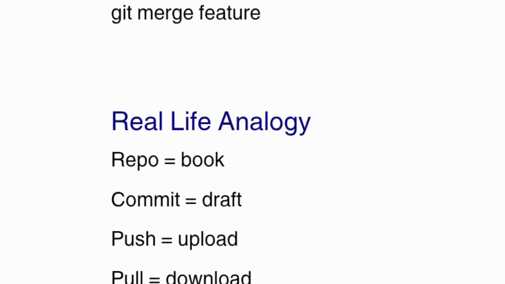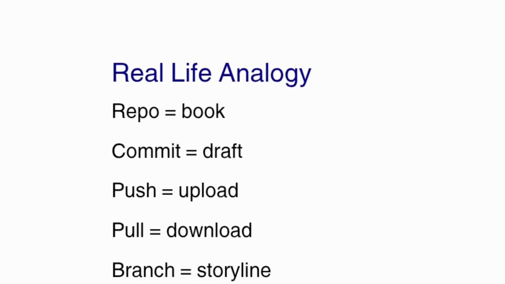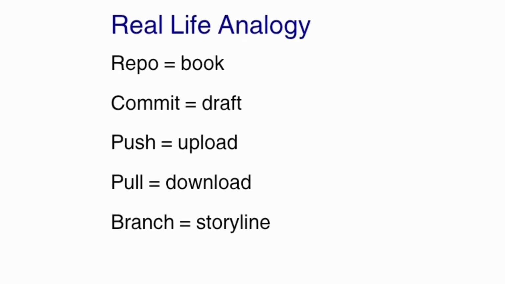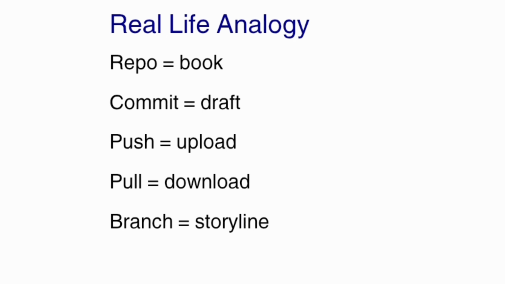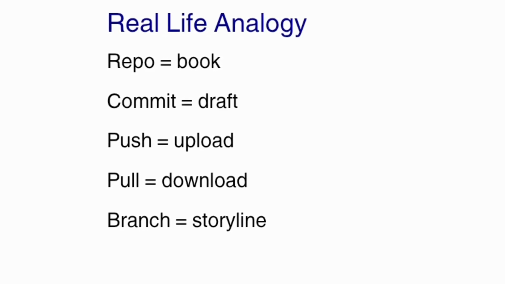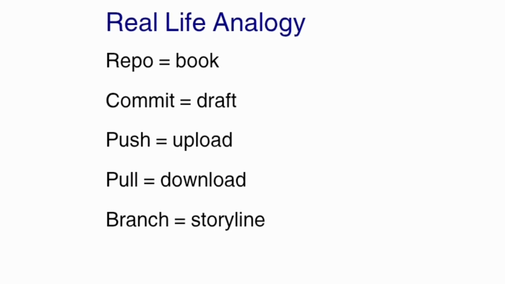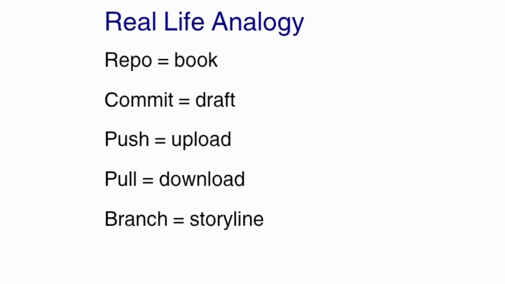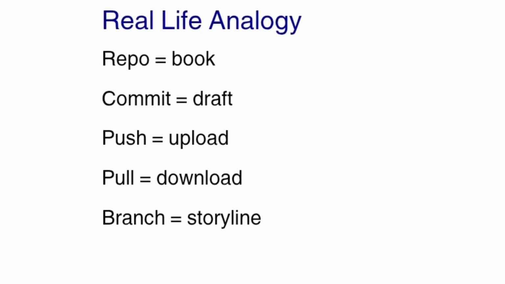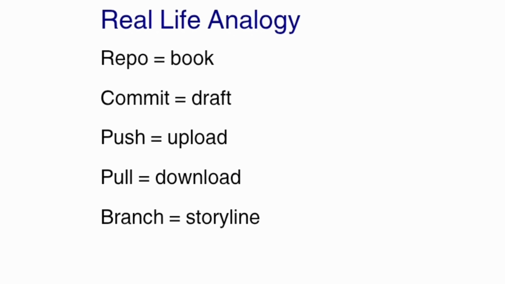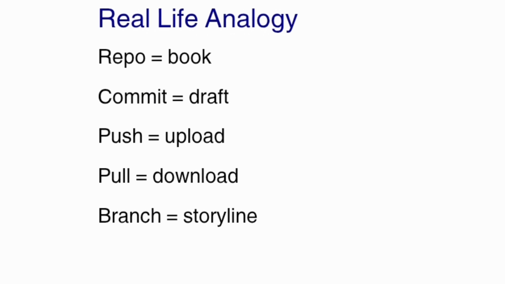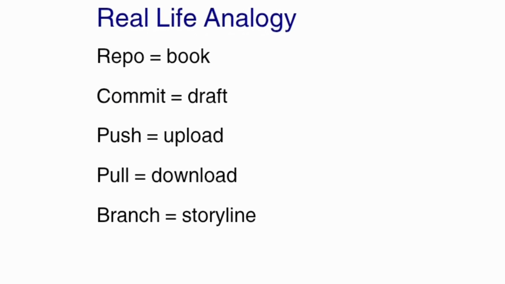And then let us compare it to a real-life example. Imagine you are writing a book with friends. What will the repository be? The whole book folder. Repository is nothing but a whole book folder. Commit is like saving a draft with a note, for example, "chapter 1 fixed". Push will upload your draft to the cloud, GitHub. Pull is like getting the latest draft from the cloud. Branch is like starting a separate storyline, to try out different endings. And merge means combining all storylines into a final book.